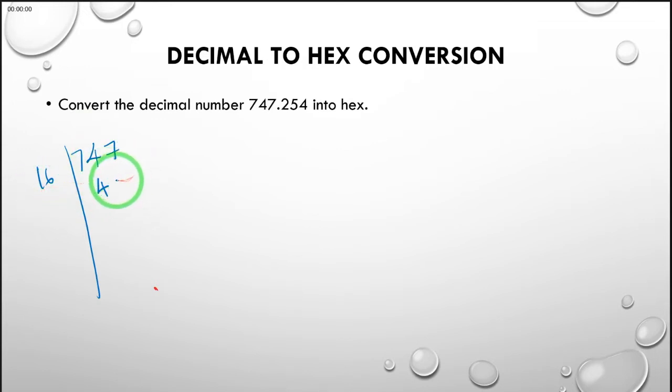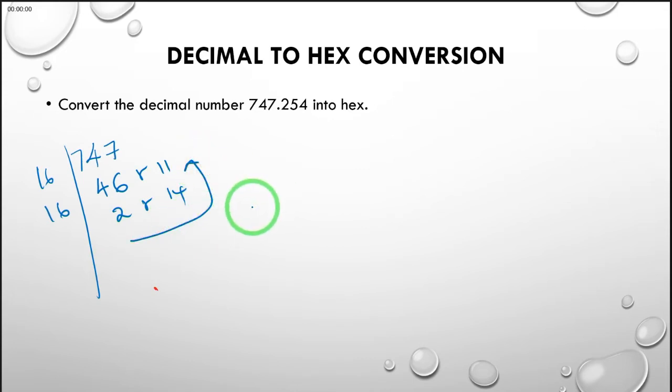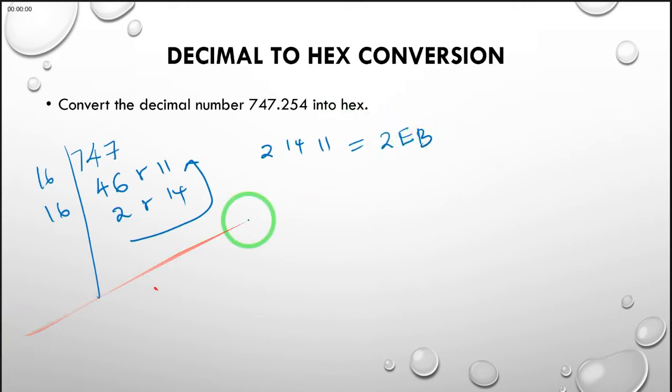107 divided by 16, this is 6, remainder 11, divided by 16 again, this is 2, remainder 14. Therefore there is no more division to do, so we take those numbers upwards. We end up with 747 being represented in hexa by 2, 14, 11, and you know the symbols that represent any number in hexa above 9 are A, B, C, D, E, F. So we say this is equivalent to 2EB. Okay, so that is the whole part, how it is represented.